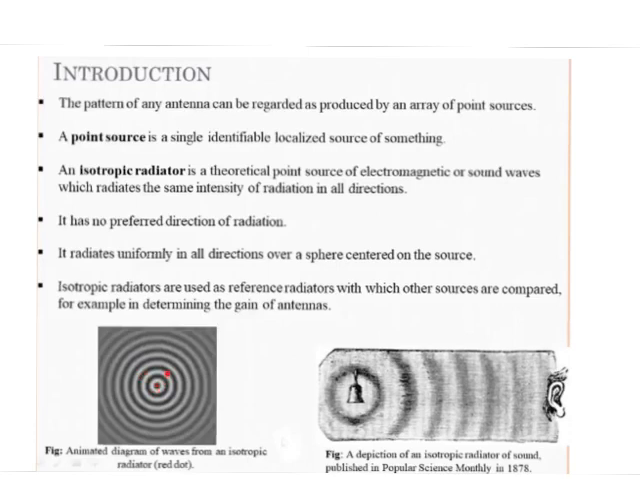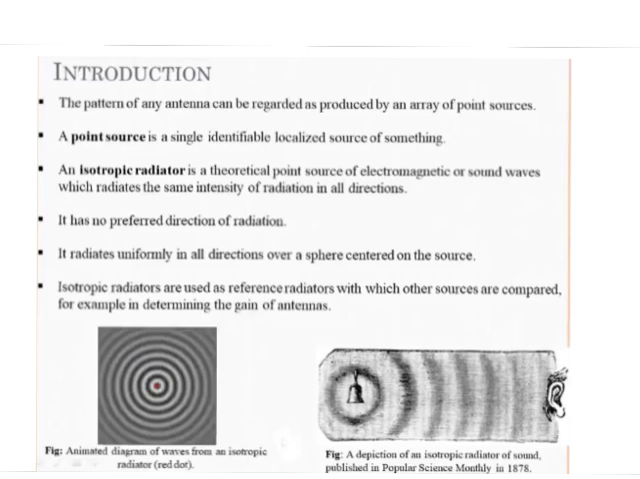It radiates the same intensity of radiation in all directions, and it has no preferred direction of radiation. We say that it radiates uniformly in all directions over a sphere centered on the source. Isotropic radiators are used as reference radiators with which other sources are compared.